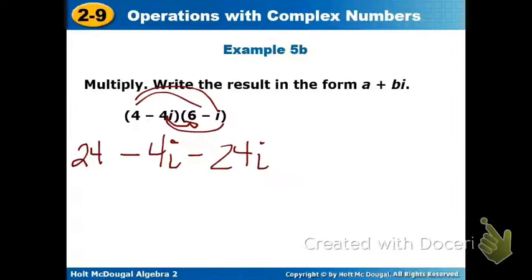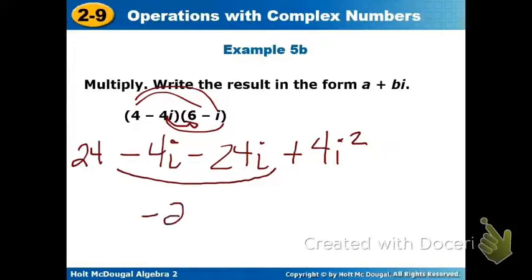And then negative 4i times negative i is a positive 4i squared. Now let's combine what we have here. I'm going to start with my i's. Negative 4i minus 24i is a negative 28i. I'm going to leave the 24 alone for now because I want to take care of this 4i squared. What do we know i squared equals? i squared equals negative 1. So that's 4 times a negative 1, or negative 4.